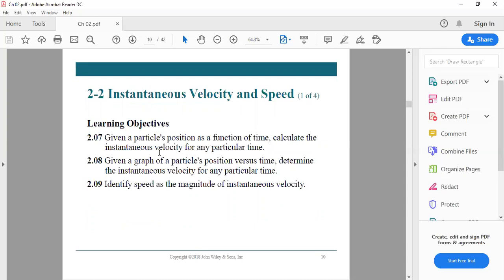All right, 2.2. So given a particle's position as a function of time, calculate the instantaneous velocity for any particular time. Given a graph of a particle's position versus time, determine the instantaneous velocity for any particular time. And then identify speed as the magnitude of instantaneous velocity.